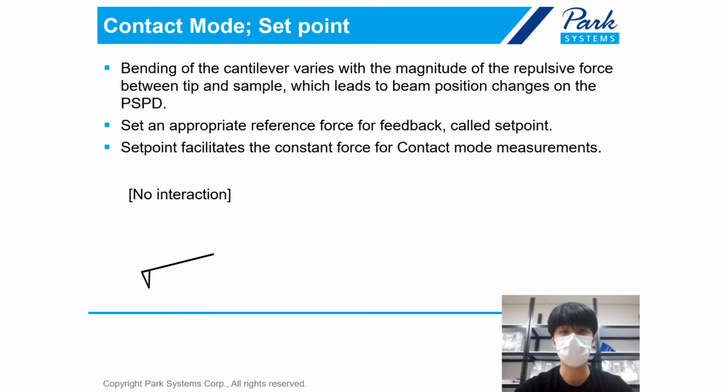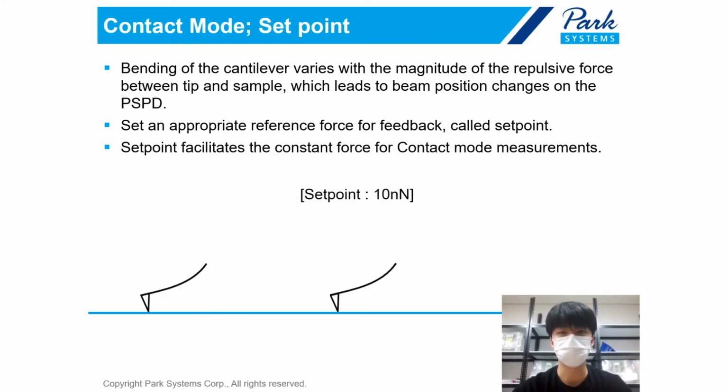The tip bends more when the repulsive force gets bigger, like this. This is the state of the no interaction, but at 10 nanonewton and at 100 nanonewton, the tip bends more, like this. So 100 nanonewton has more cantilever bending than a 10 nanonewton set point. So we need to set an appropriate reference force for the AFM measurement.